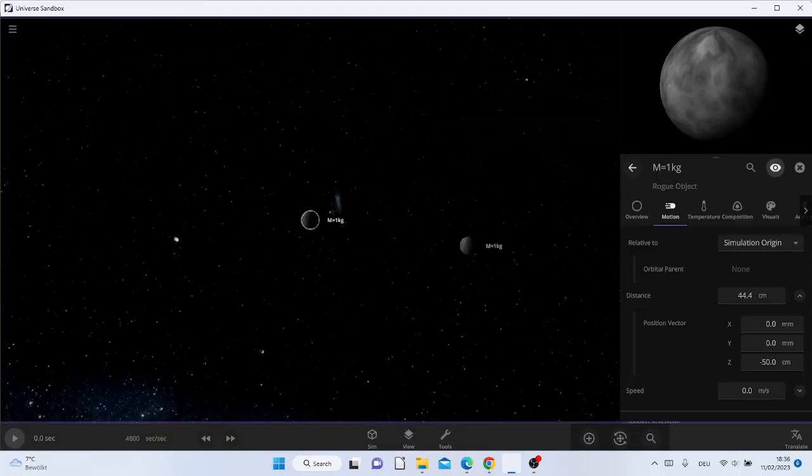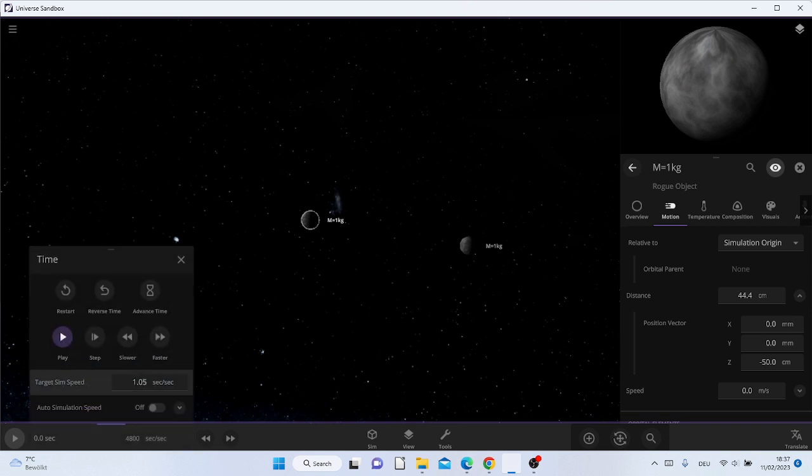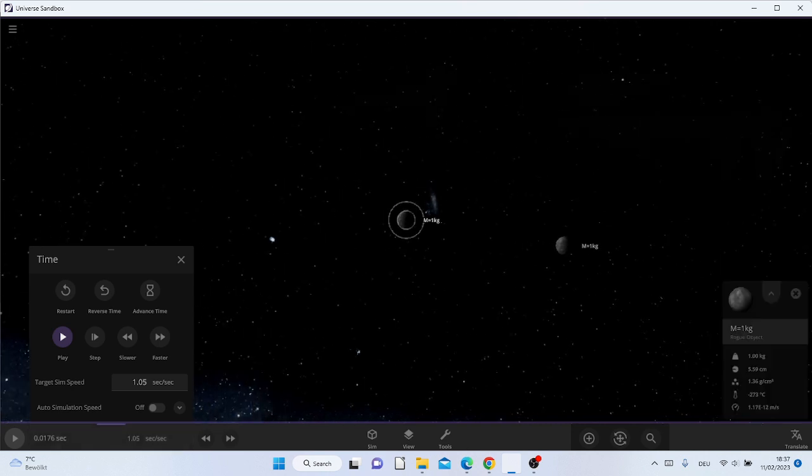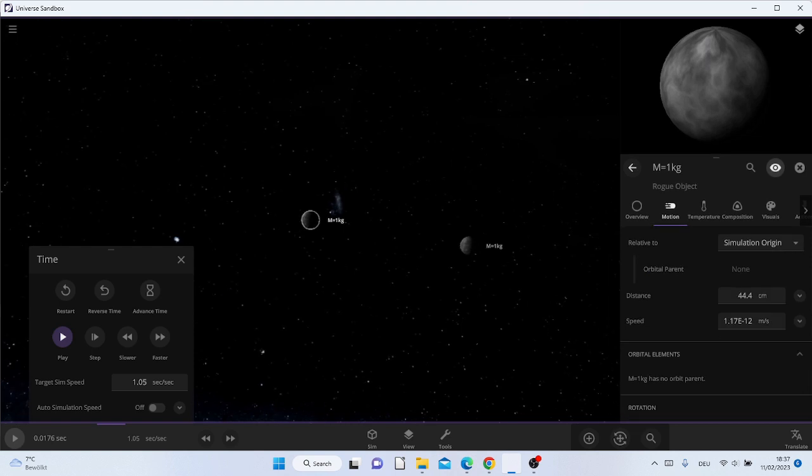I'm showing this experiment to you again. Here you have, as you have already seen, the masses of 1 kilogram separated by 1 meter. Then I take just one step. The time difference is 0.00176 seconds, and we also have a velocity of 1.17 times 10 to the negative 12 meters per second. These are the values that I have to use.